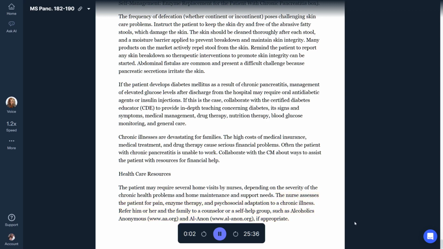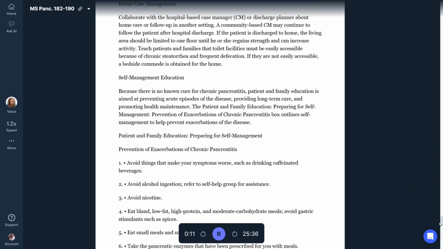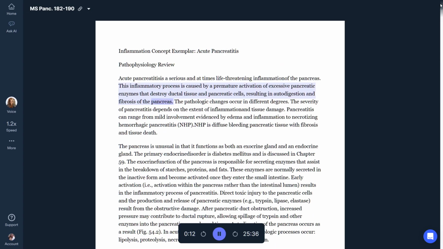Pathophysiology Review. Acute pancreatitis is a serious and at times life-threatening inflammation of the pancreas. This inflammatory process is caused by a premature activation of excessive pancreatic enzymes that destroy ductal tissue and pancreatic cells, resulting in autodigestion and fibrosis of the pancreas. The pathologic changes occur in different degrees.